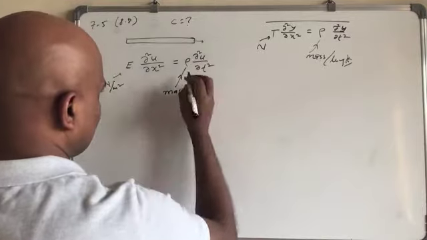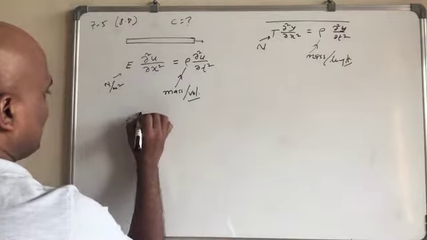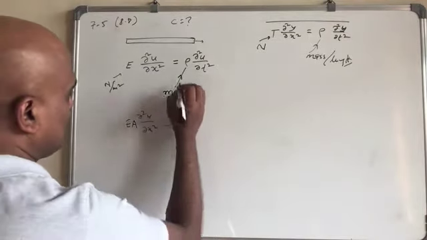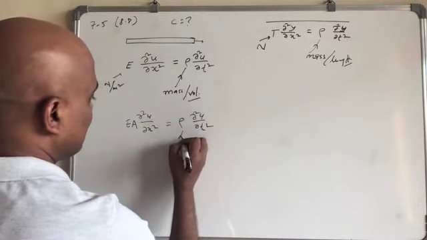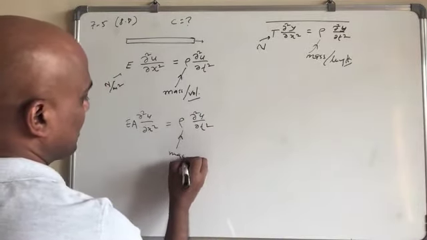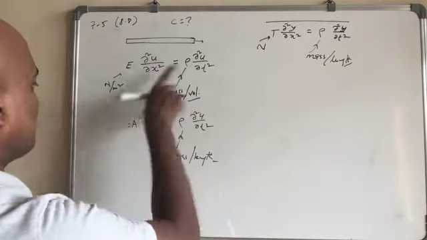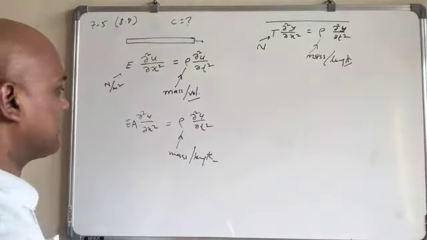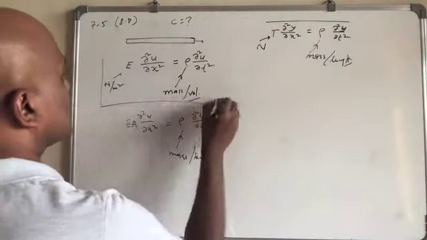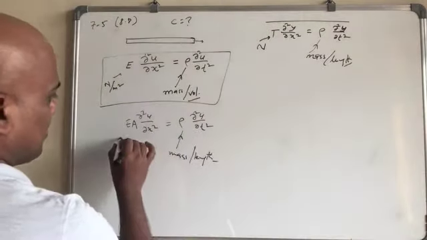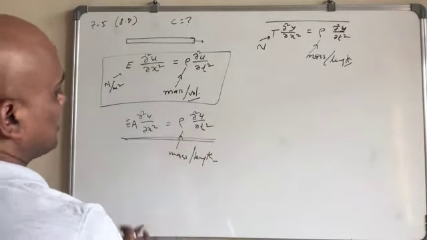You can also write EA del square u over del x square, and here you can write rho del square u over del t square. But now this will be mass per length. If you multiply A on both sides, you can do this. So be careful with that. But in any case, we have this meaning. In the lecture, probably I taught you this way. This is also fine as long as you know what you are talking about.